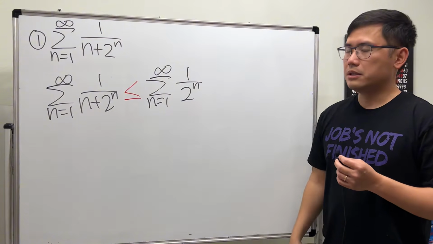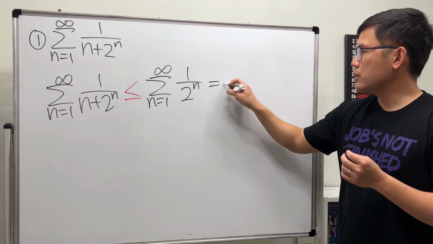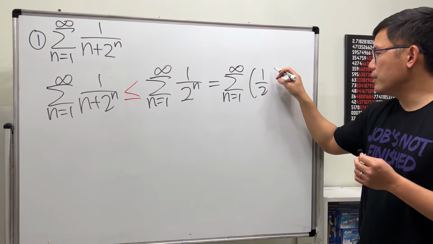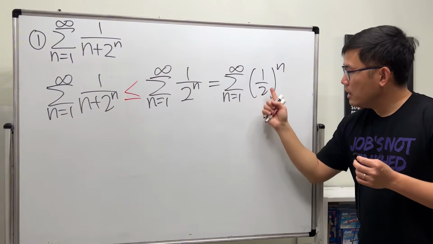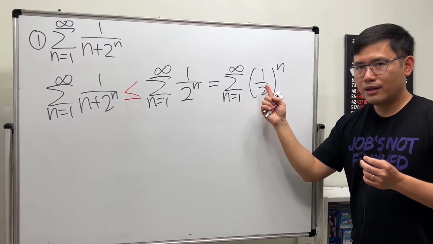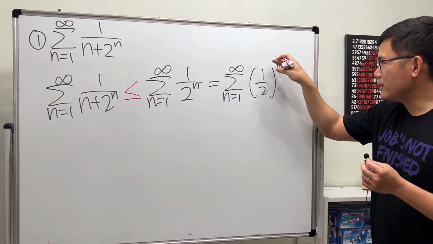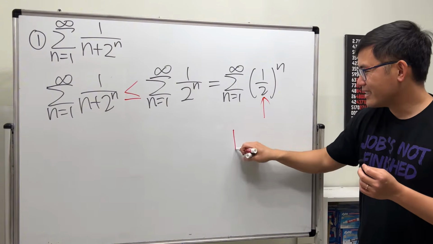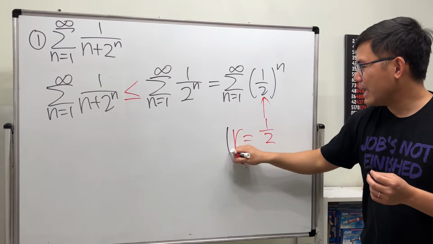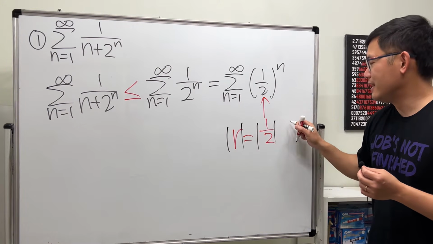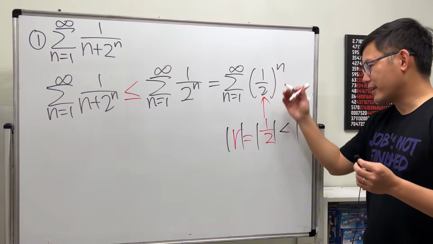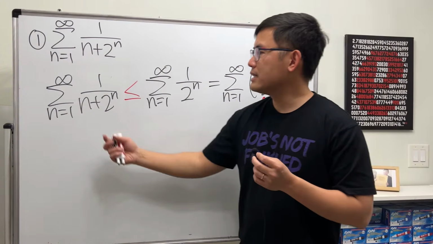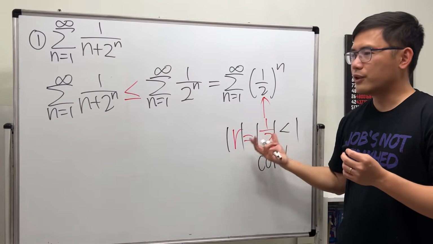Now, let's observe this. This right here is really just the series as n goes from 1 to infinity of 1 over 2 to the nth power. Have a look. This inside is just a what? A constant. So in fact, this to the nth power, we can say that it's a geometric series. Common ratio is 1/2, and the absolute value of the common ratio is less than 1. Therefore, this right here converges. And now we have shown that this is less than or equal to a convergent series.